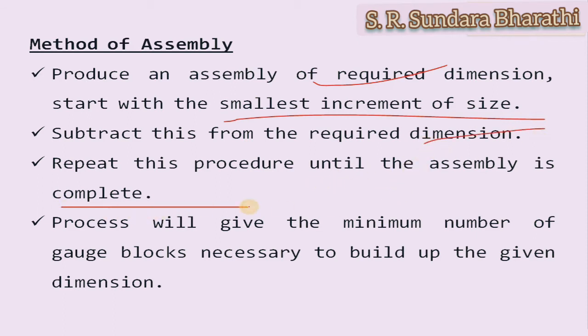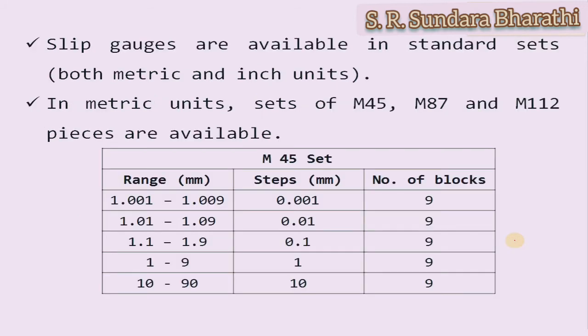So however much height you need, you add slip gauges, follow this procedure and join them. The process will give the minimum number of gauge blocks necessary to build up the given dimension. This is very important. So add the minimum number of gauge blocks and conduct the experiments.